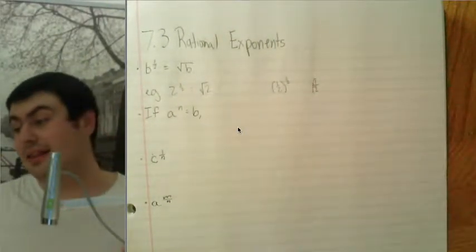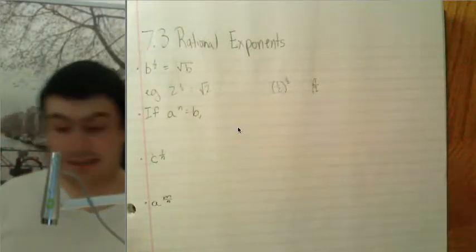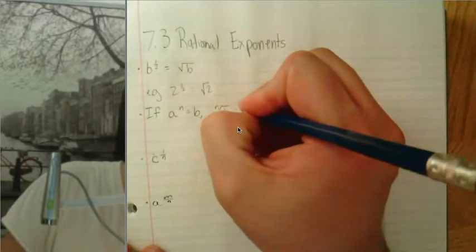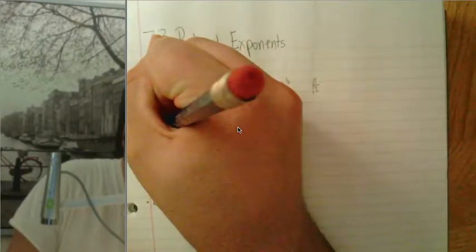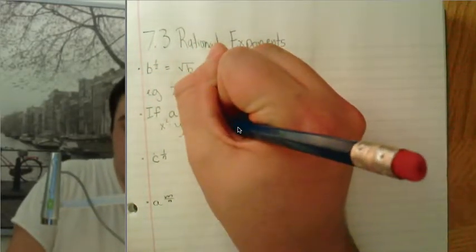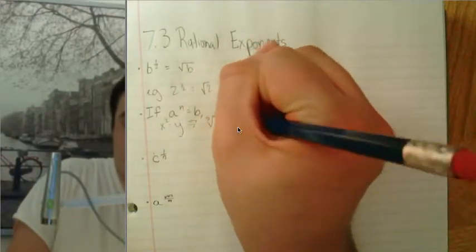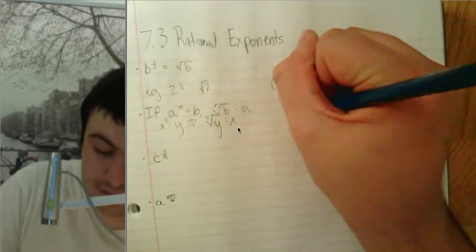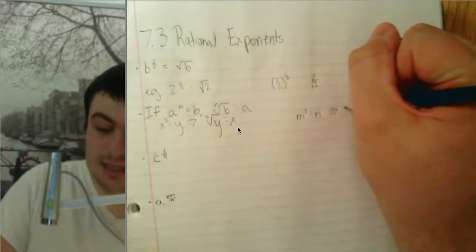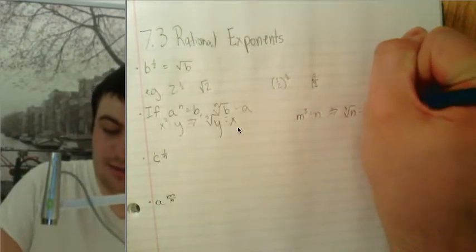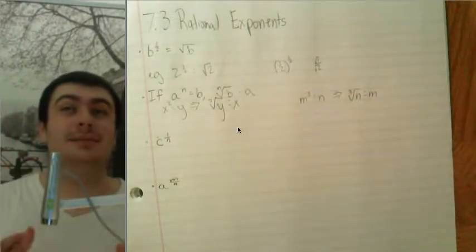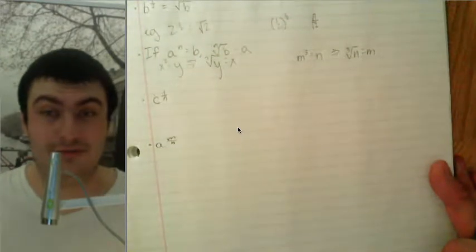Now, if a to the n equals b, this is saying that then the nth root of b equals a. So for example, if we had that x squared equals y, that's like saying the square root of y is equal to x. Or if we had m cubed equals n, that's like saying that the cube root of n equals m. Again, we're just going over some basic rules with rational exponents and radical form and going back and forth.